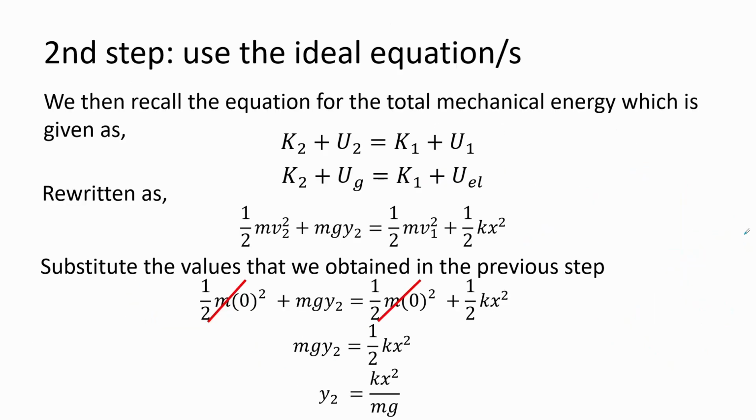The next step is to use the ideal equation for the problem at hand. So we recall the total mechanical energy formula and we rewrite this as the sum of the initial potential and kinetic energies equal to the final potential and kinetic energies. We then substitute the known and unknown values into the formula and we get the value for the magnitude of velocity, or simply speed, at the second position, which is equal to the square root of 2 times g times y.